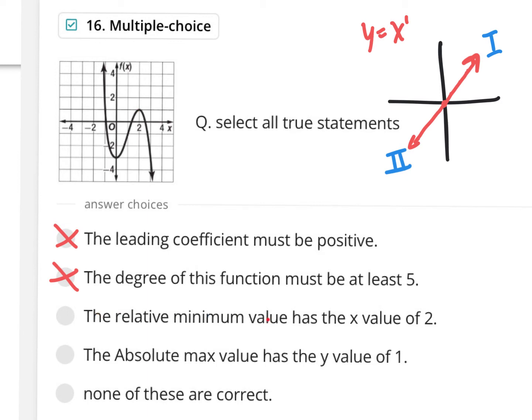Moving on. The relative minimum has the x value of 2. Well, where's the relative minimum value? It's right here, right? Now, why is it not the absolute minimum?